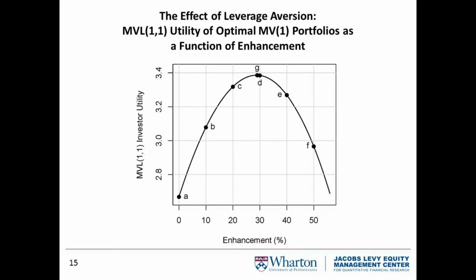We see at the peak, we have a portfolio labeled lowercase g. That portfolio is the portfolio that would be optimal for an MVL11 investor who's considering these mean variance portfolios that were leverage constrained. That's the portfolio that you'd want using this evaluative function of a mean variance leverage utility function. And that portfolio is a 129-29 portfolio, meaning 129% long positions, 29% short positions, for an enhancement of 29%.